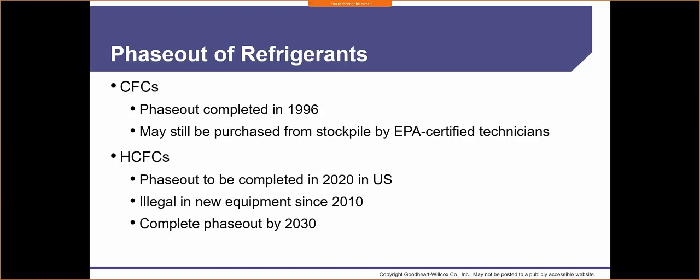So CFCs were phased out in 1996, but may still be purchased from a stockpile by EPA certified technicians. So we've got to make sure that we are EPA certified to buy refrigerants. Not only to buy refrigerants, but to hook up our gauges and that sort of thing. If you go to any shop, any supply house, the first thing they're going to ask you for is your EPA card. If you don't have an EPA card, you can just turn around and walk away, because they're not going to help you. If you guys are students, that's a different story.